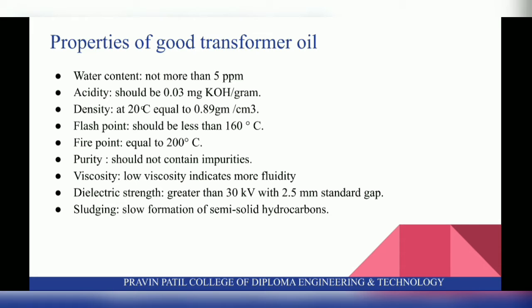Next, third property is density. So as per IS, the density at 20 degrees Celsius should equal 0.89 gram per centimeter cube. Fourth is flash point. It is the temperature at which vapor above an oil surface ignites spontaneously, termed as flash point. Flash point should be less than 160 degrees Celsius.